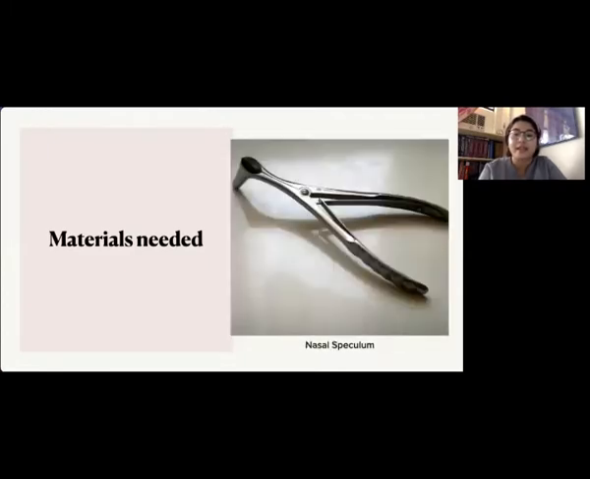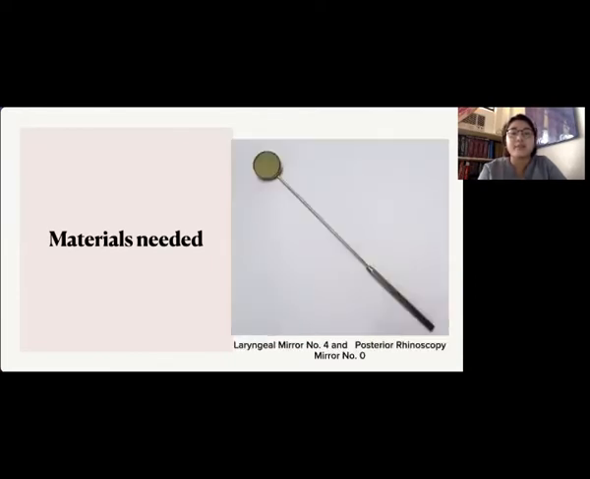So next we have the nasal speculum. It's also very important to visualize the nasal cavity. There are different sizes of this one. And then next we have the laryngeal mirror. We have a number 4 laryngeal mirror for indirect laryngoscopy, and we use a smaller size mirror, a number 0 mirror, for the posterior rhinoscopy.